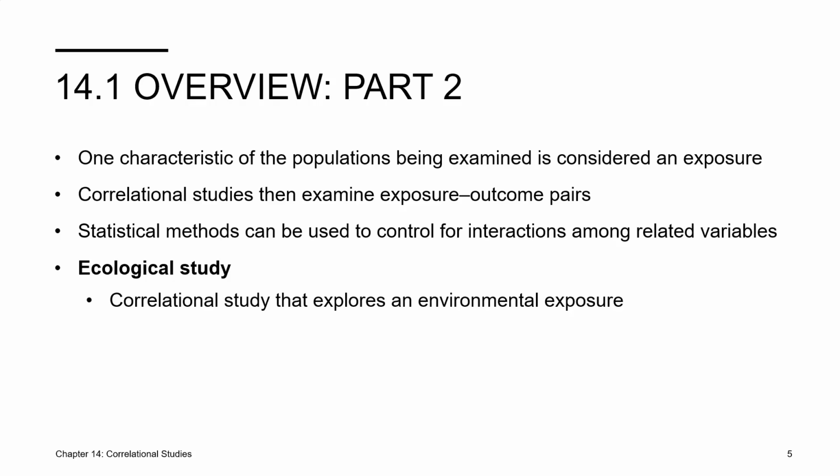One characteristic of the populations being examined in a correlational study is an exposure. Correlational studies then examine exposure outcome pairs. The statistical methods can be used to control for interactions among related variables. An ecological study is described as a correlational study that explores any sort of environmental exposure.